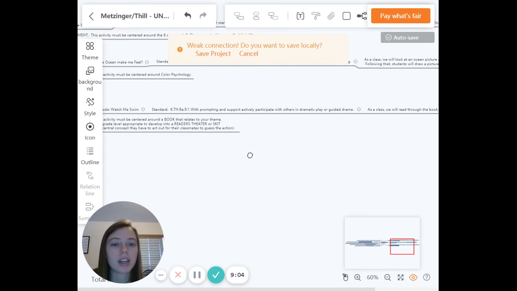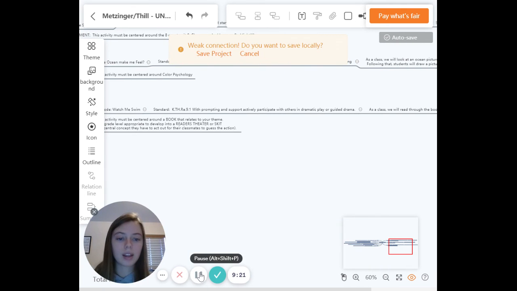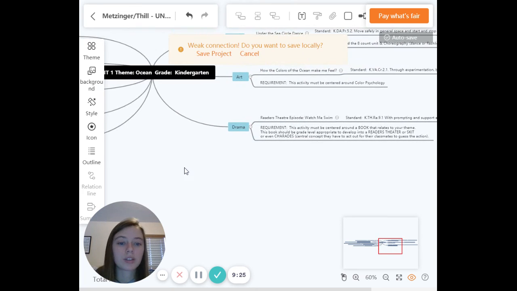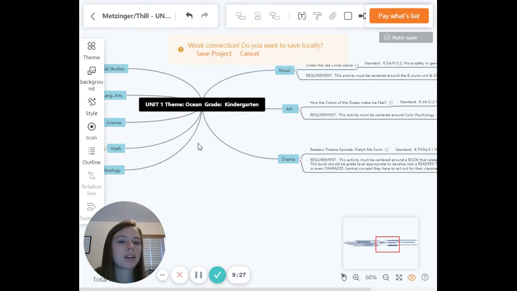The standard for this is KTHRE91, with prompting and support, actively participate with others in dramatic play or guided drama. Reader's theater is an exceptional activity for this standard, as you are participating in a drama play. So that sums up what our theme and the lessons surrounding it are. Just a reminder, our theme was ocean, and all these activities were for a kindergarten level classroom.